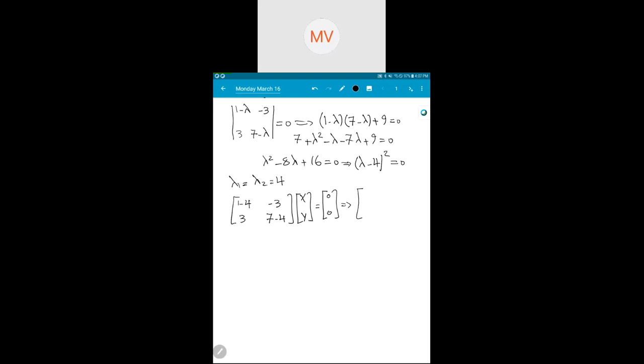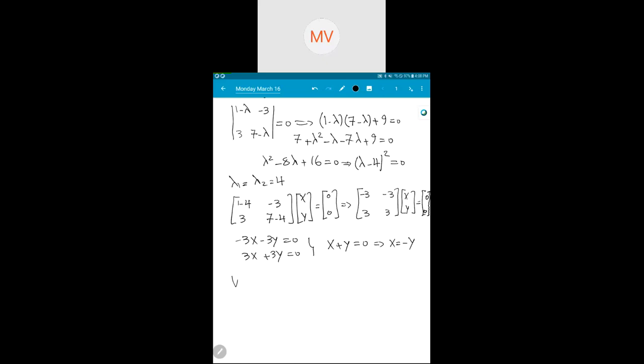And as you can see, this becomes negative 3, negative 3, 3, 3, multiply x and y equals 0, 0. Okay? Both give the same equation, negative 3x, negative 3y equals 0, 3x plus 3y equals 0, and both basically give you x plus y equals 0. And you can solve for one of them, x equals minus y.